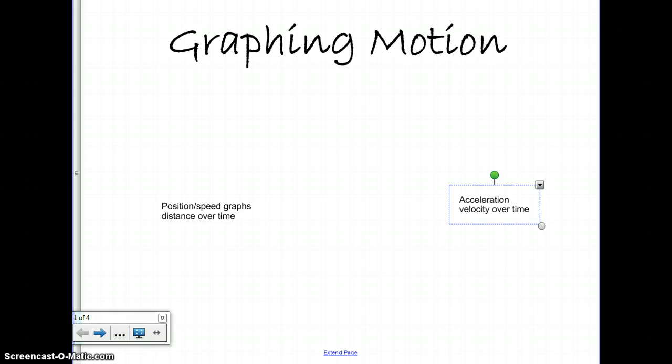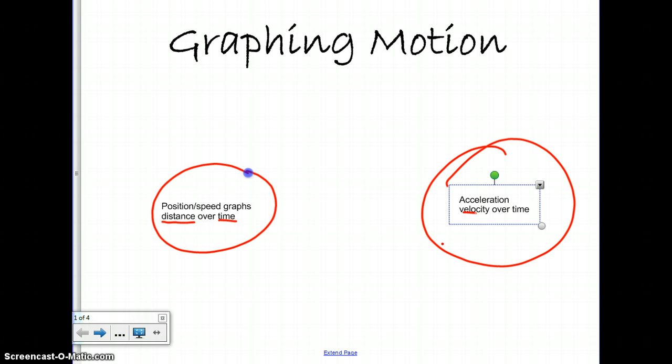Hi, the purpose of this tutorial is to help you better understand simple graphing of motion. We're going to do some very basic position, also known as speed graphs. Here we deal with the distance an object moves over a very specific time frame. The next one that we're going to be doing is an acceleration graph, and here we're going to be dealing with the velocity of an object during a specific time frame.